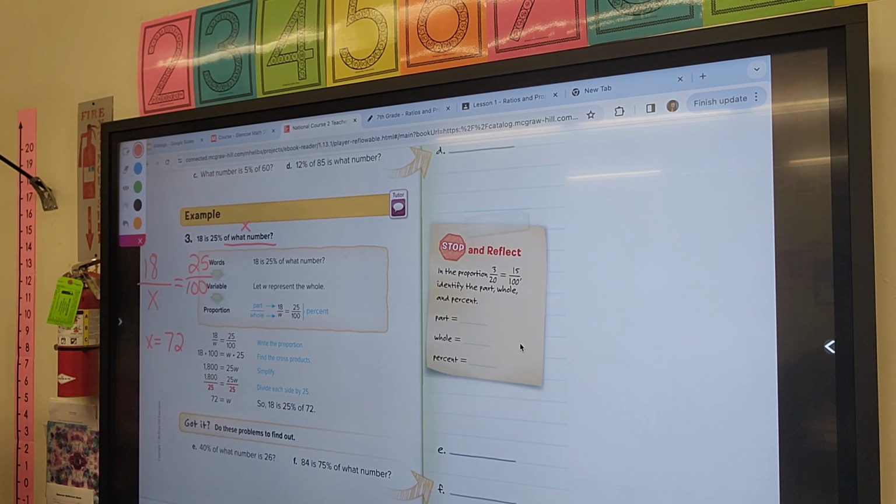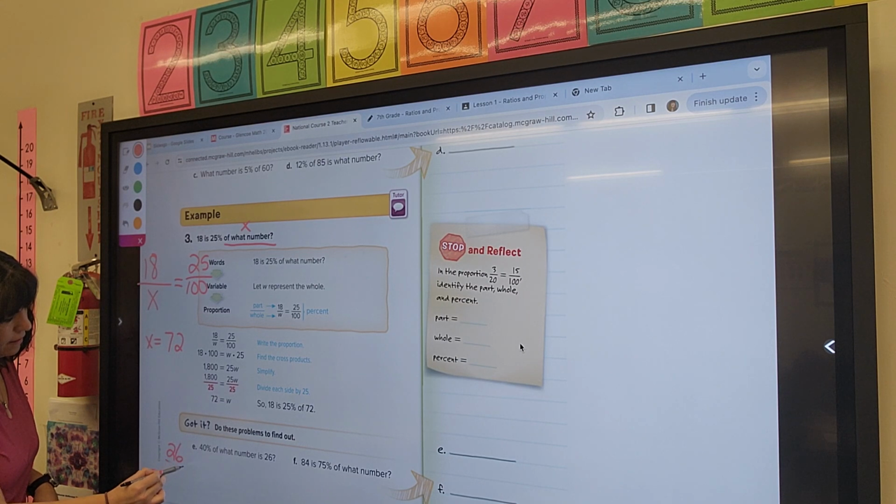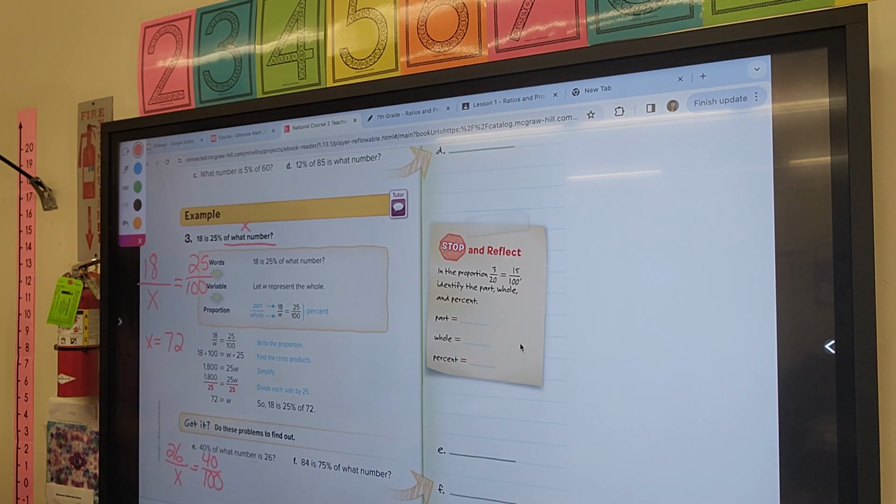Hey, Jada, how did you set your proportion up for E? Can you tell us? 40 over 100 and 26 over x. Yep. So all I did was 2,600 divided by 40. Yep. Good. And what did you get for an answer? 100.